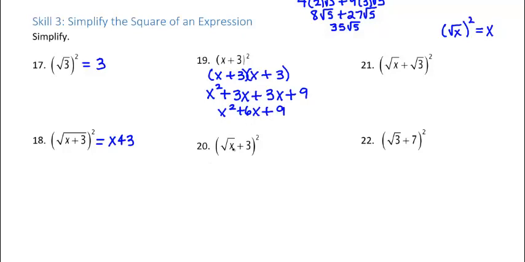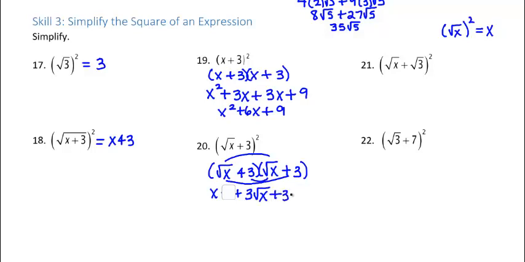And number 20 is very similar, except that it has a square root of x plus 3 squared. So this would be the square root of x plus 3 times the square root of x plus 3. So here, square root of x times the square root of x is really the square root of x squared, which is just x. Square root of x times 3 is plus 3 on the square root of x, plus 3 on the square root of x, plus 3 times 3, or 9. This simplifies then to be x plus 6 on the square root of x plus 9.